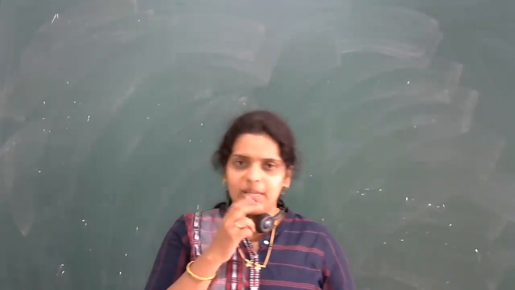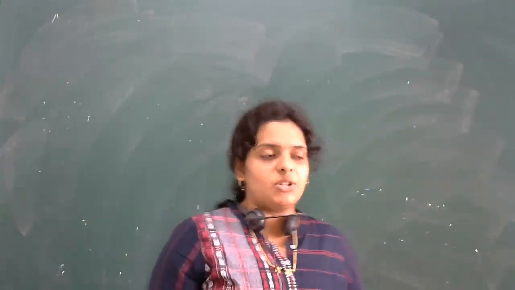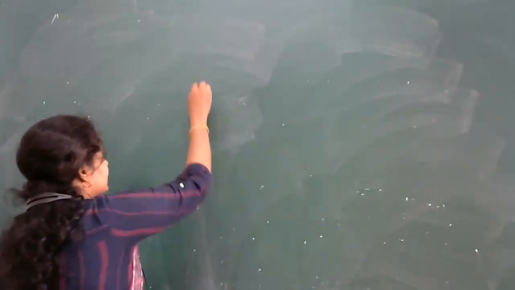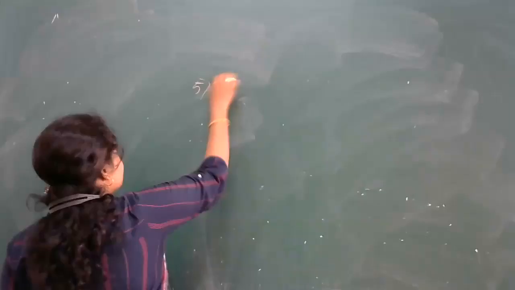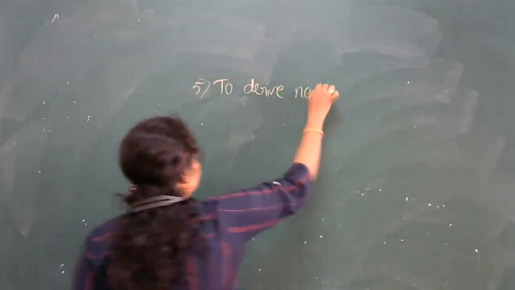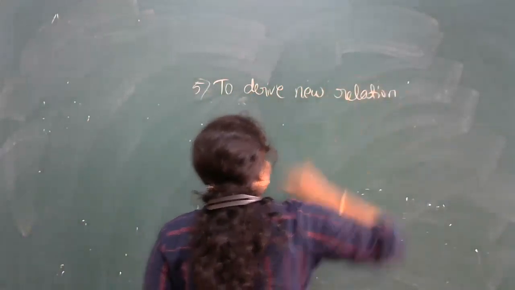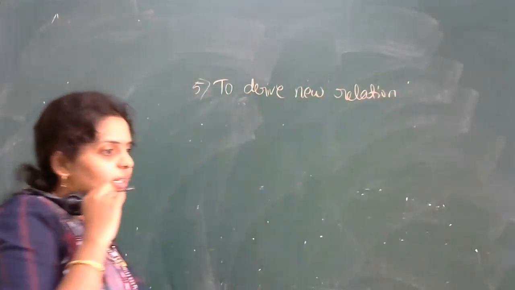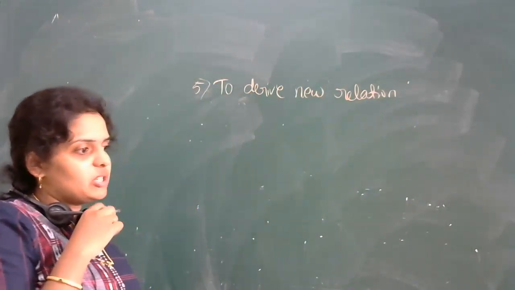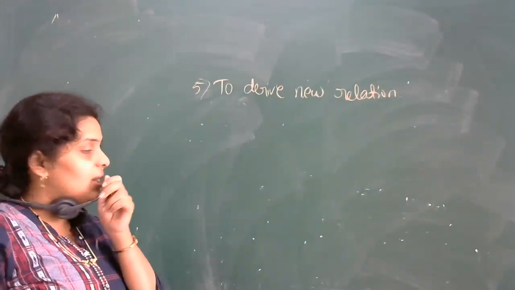Then the last application we are going to see today is that we are deriving new relations by using dimension analysis. The fifth application is to derive new relations. So how can you derive new relations by using dimension analysis?